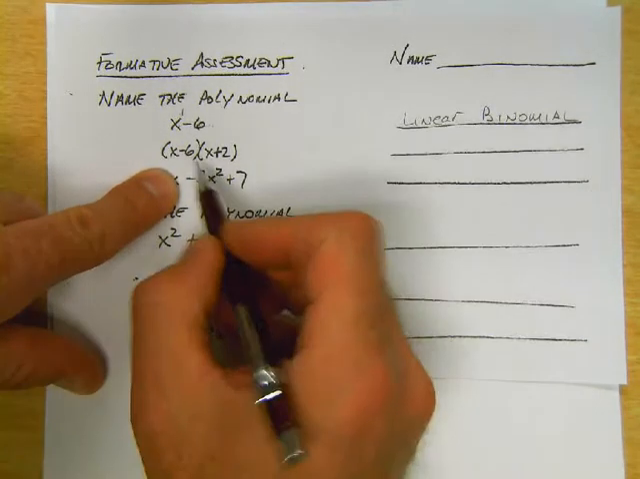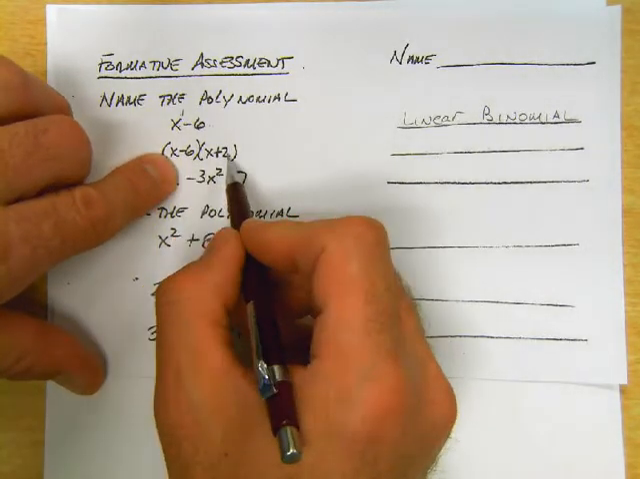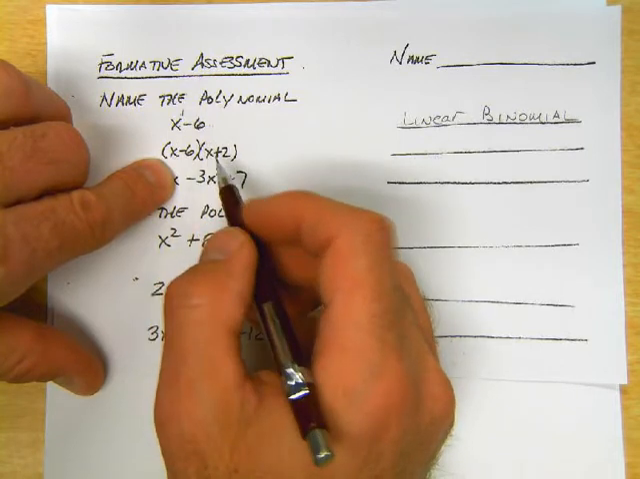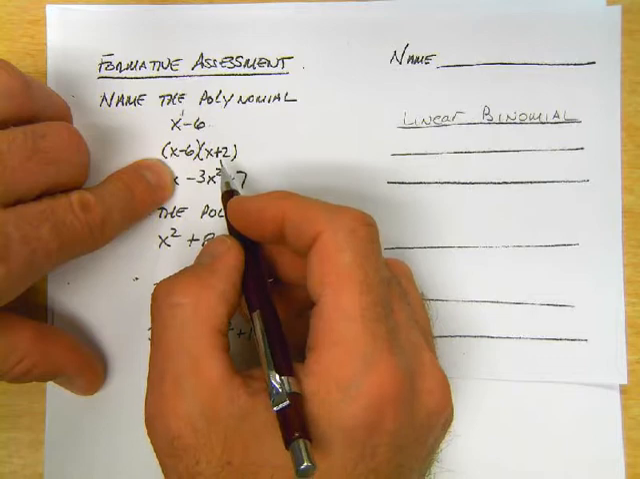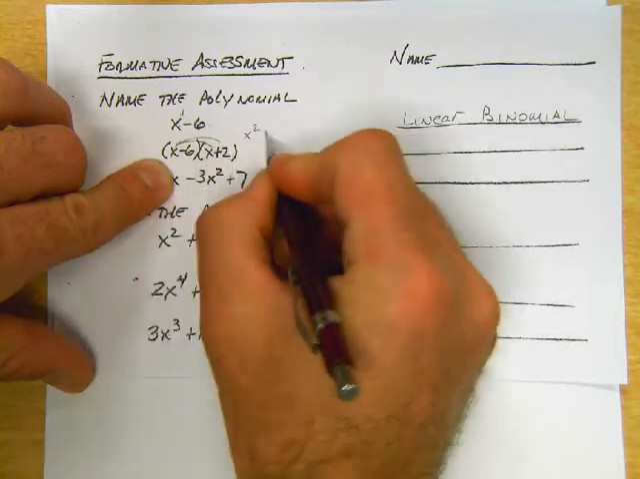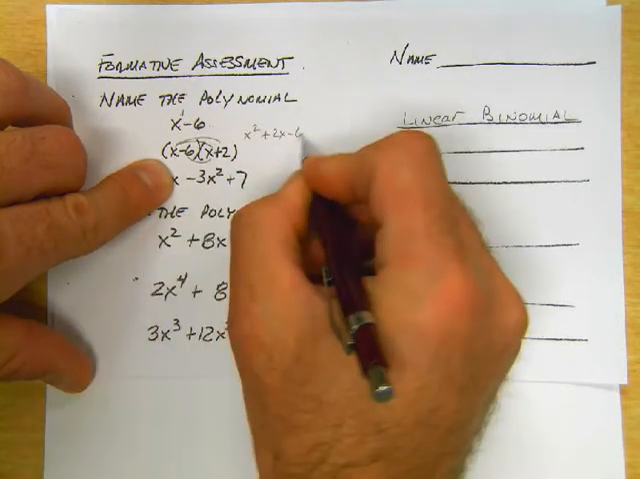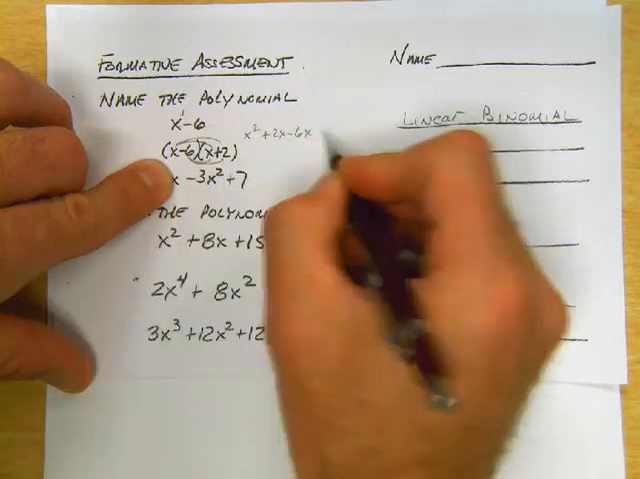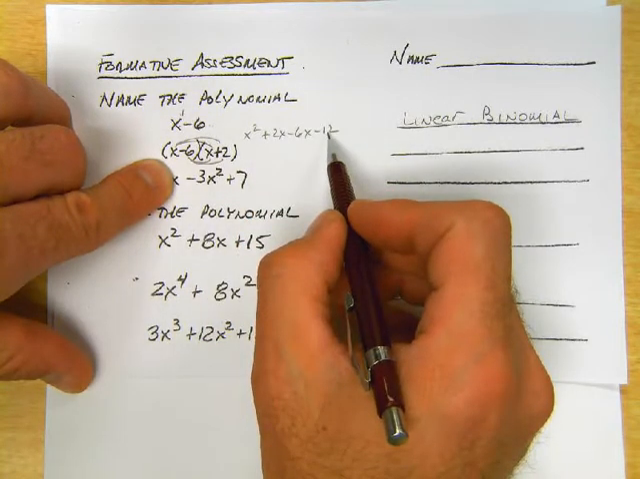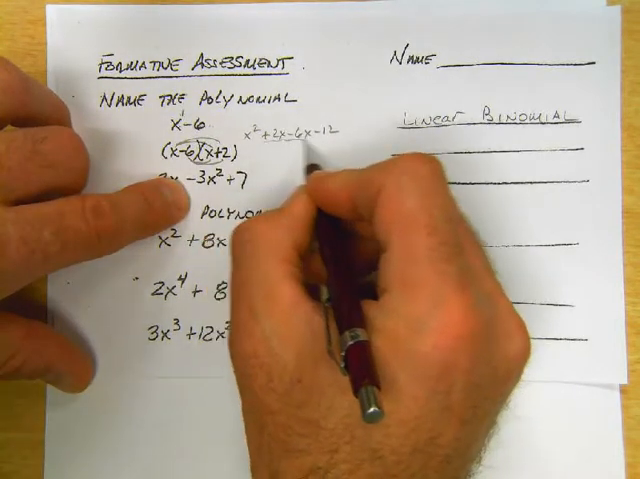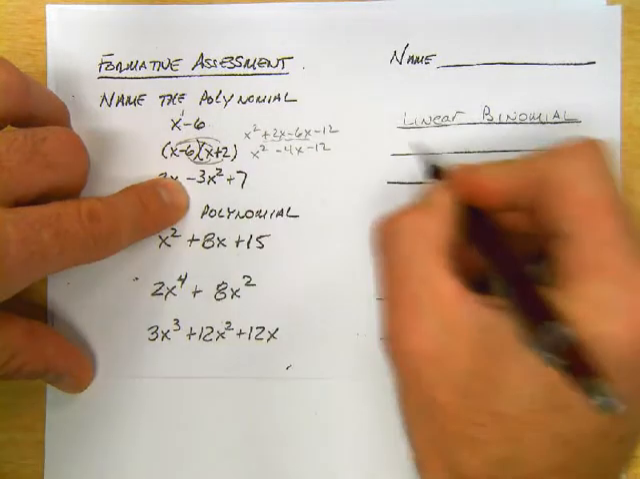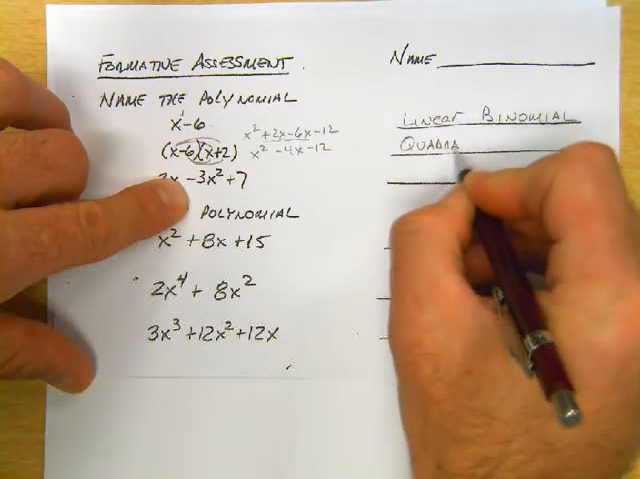All right, so this one, what do we do with this? Yeah, you have to FOIL or multiply it out. You have to distribute. So this would be x squared plus 2x minus 6x minus 12. Oh, excellent. So quadratic with 4 terms? No, because we can combine like terms here. So this would be simplified x squared minus 4x minus 12. Quadratic trinomial.